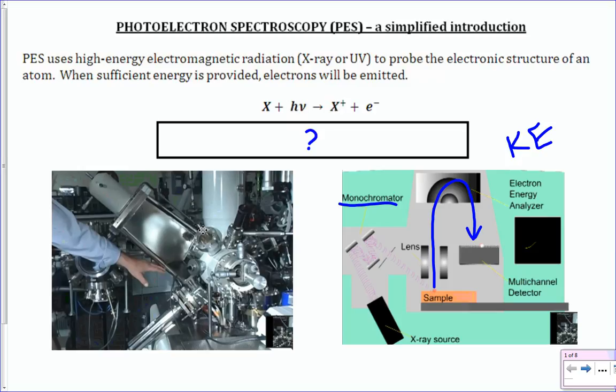And with a greater understanding of what's happening with the energy of the incoming photon, we can use that to calculate the binding energy, the energy that holds that electron. And we're looking at all of the different electrons inside an atom to the nucleus.